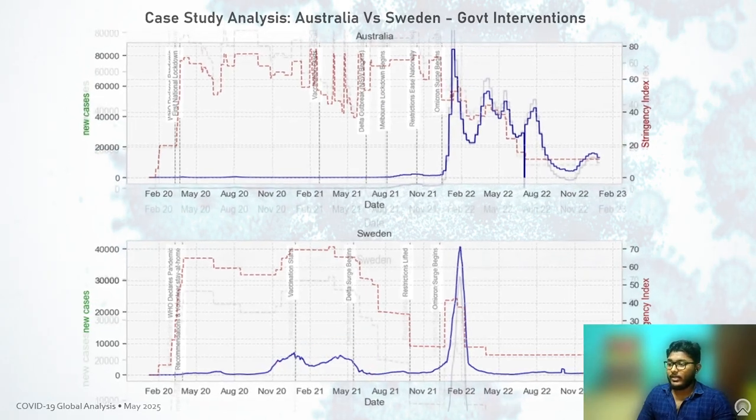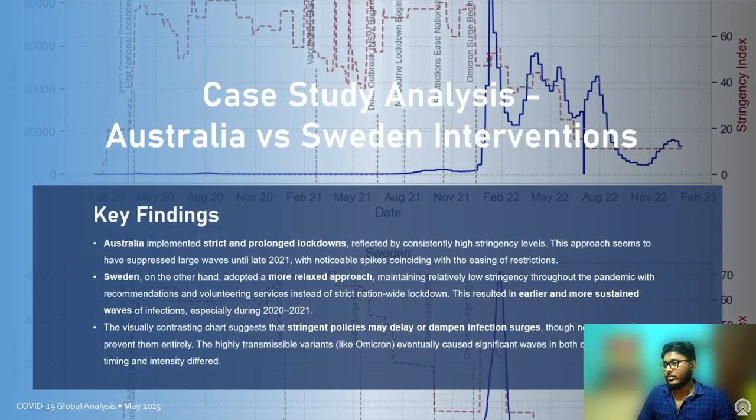Now, look at the key findings. Just as we mentioned, Australia implemented strict and prolonged lockdowns, reflected by high stringency levels and actually followed by a very flat curve early in the pandemic. While Sweden had a very relaxed approach with recommendations and volunteering services instead of a lockdown or mask mandate, which resulted in earlier and more sustained waves of infection. Now, the visually contrasting chart suggests that stringency policies dampen the infection, but don't prevent it entirely. The highly transmissible variant, Omicron, caused a significant wave in both countries.